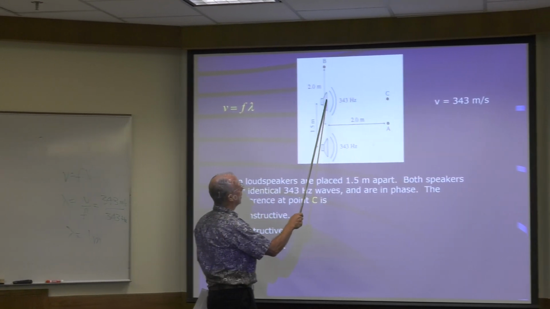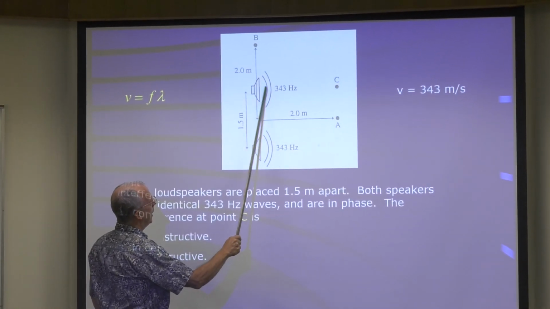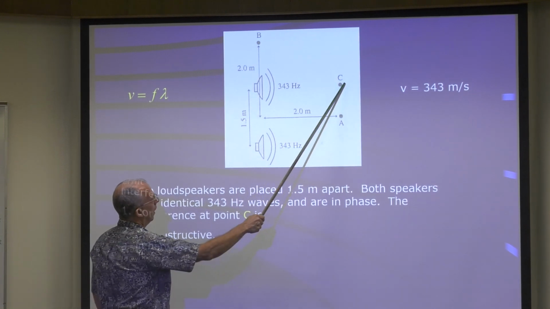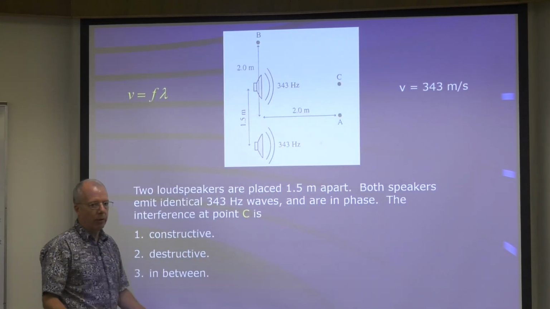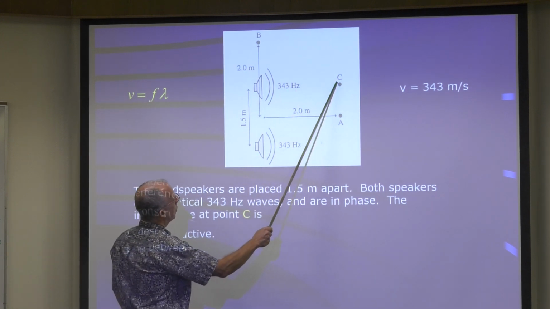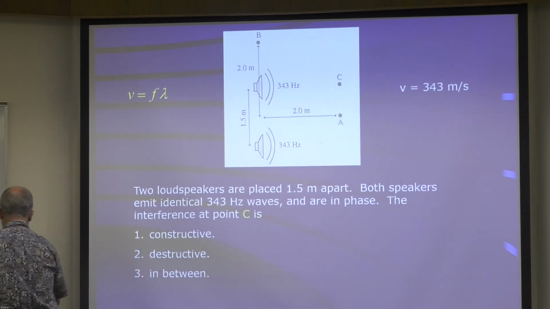This is the path. So for this speaker, this is the path length, right? The wave goes from here to here. For this speaker, it goes from here to here. So we have to calculate the path difference. This is obviously shorter than this, right? Okay, let's do a little math.